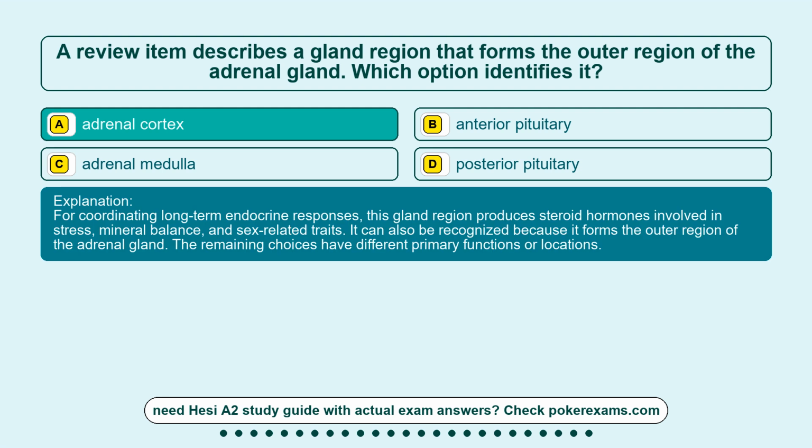For coordinating long-term endocrine responses, this gland region produces steroid hormones involved in stress, mineral balance, and sex-related traits. It can also be recognized because it forms the outer region of the adrenal gland. The remaining choices have different primary functions or locations.